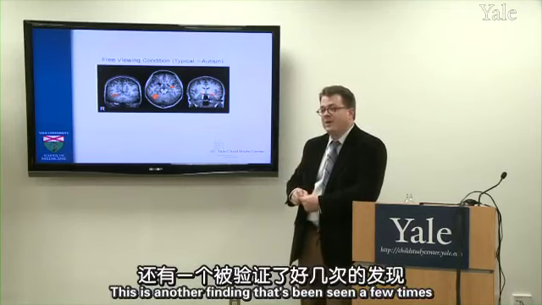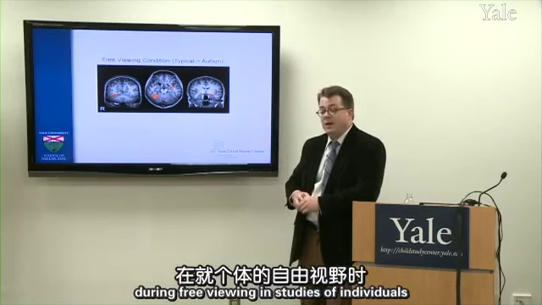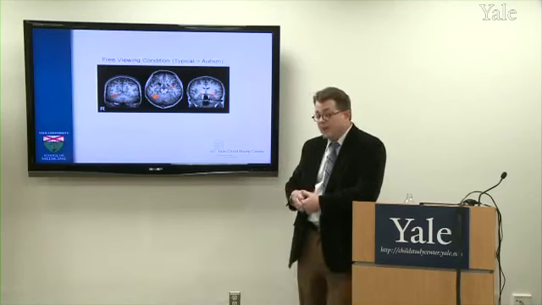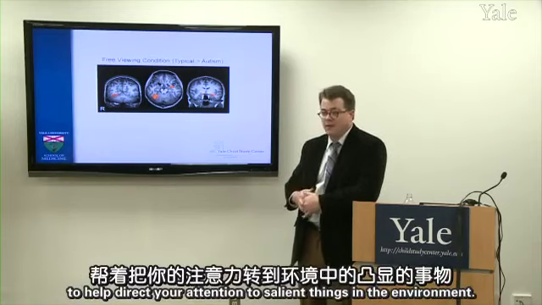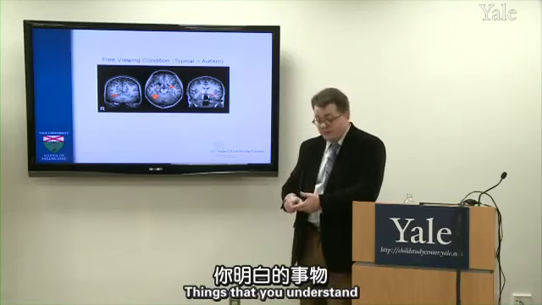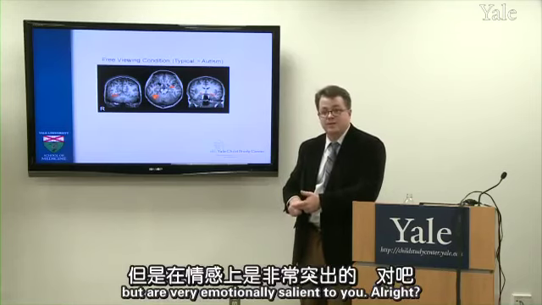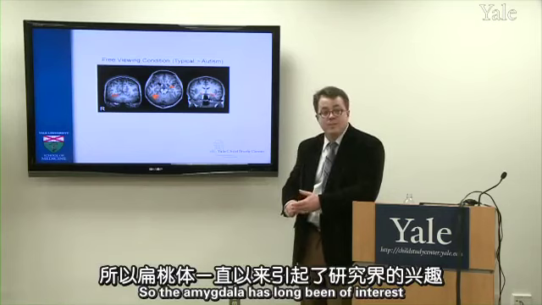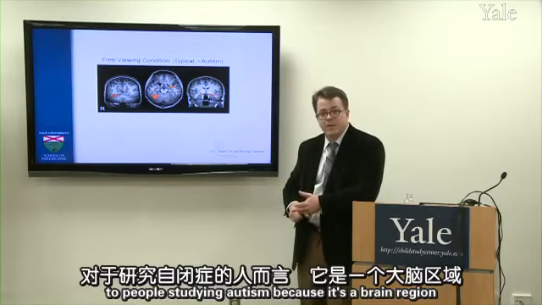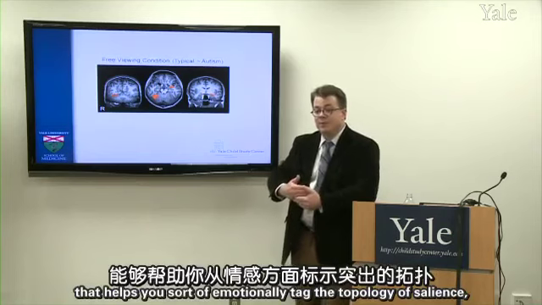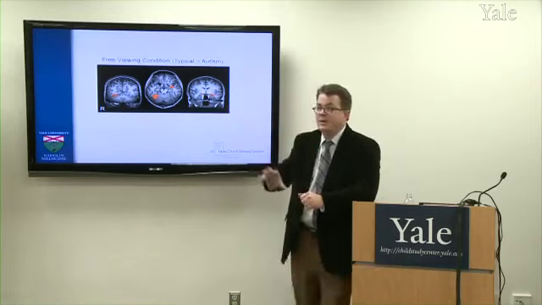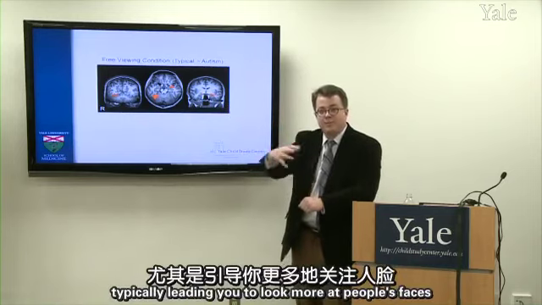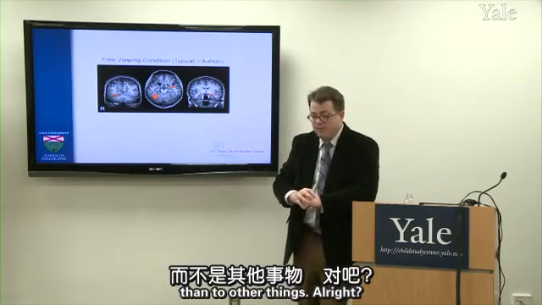This is another finding that has been seen a few times during free viewing in studies of individuals with and without autism, right? And the amygdala is actually thought to help direct your attention to salient things in the environment. Things that you don't understand, things that you understand but are very emotionally salient to you. All right? So the amygdala has long been of interest to people studying autism because it's a brain region that helps you sort of emotionally tag the topology of salience of things in the environment, typically leading you to look more at people's faces than to other things. Right?